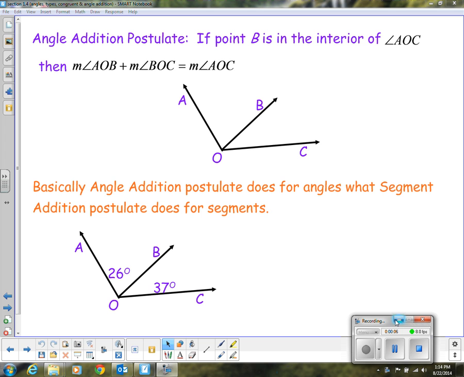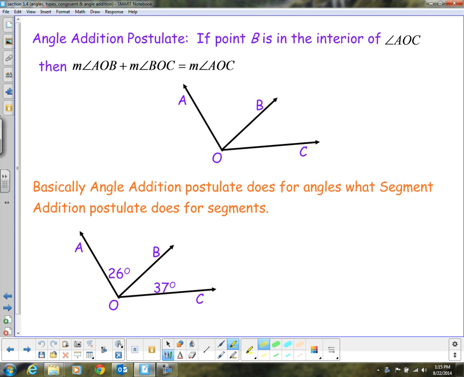Welcome to the second day of section 1-4. Now, what you're going to see is a pattern emerge. What we did for segments, we're going to be doing for angles. So we had a segment addition postulate. Look what we have here. We have an angle addition postulate.